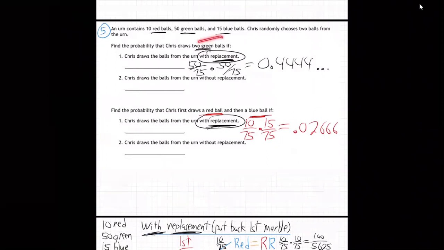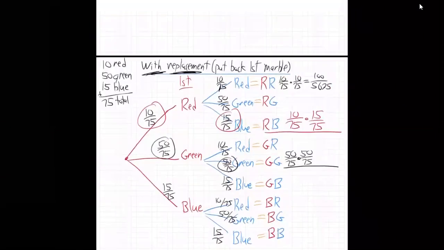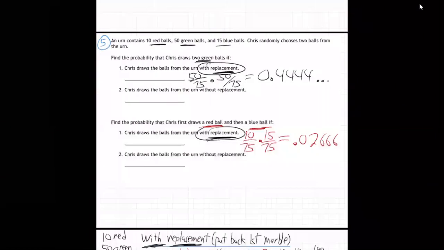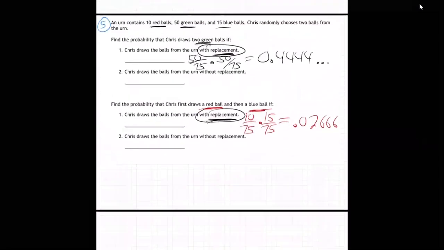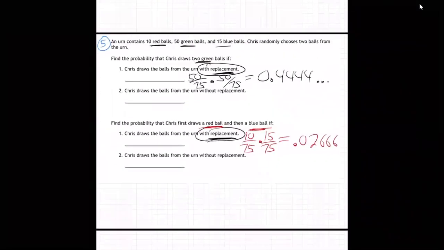Now I've got to answer these same 2 questions, the 2 green and the 1 red, 1 blue, without replacement. I got to draw a whole new table now without replacement. This is kind of challenging. All right, so here we go again. Again, I have 10 red, 50 green, 15 blue.